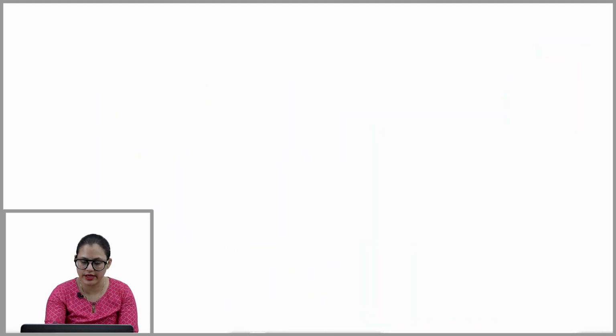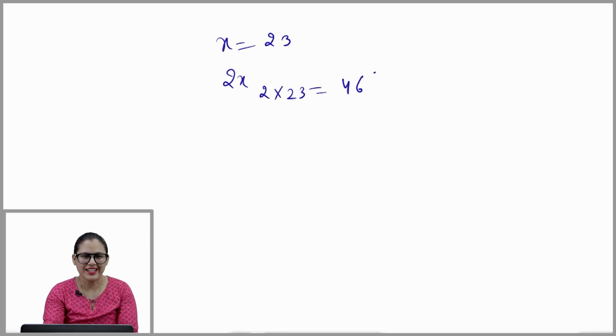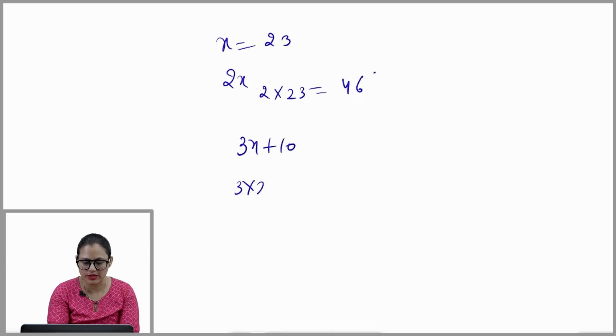So first you have x, you have 23. Now next is 2x, that is 2 into 23 is equals to 46 degree. Next is 3x plus 10. 3 into 23 plus 10. 69 plus 10 is equals to 79 degree.